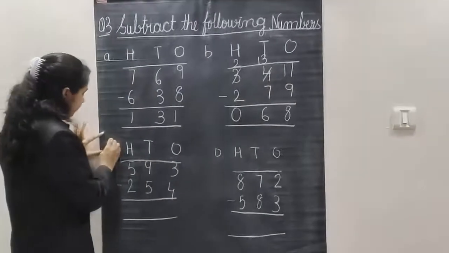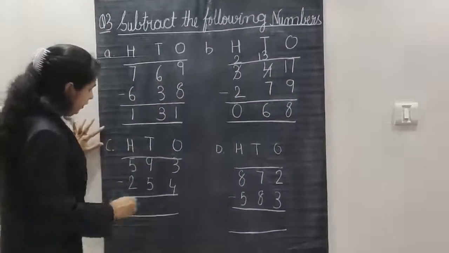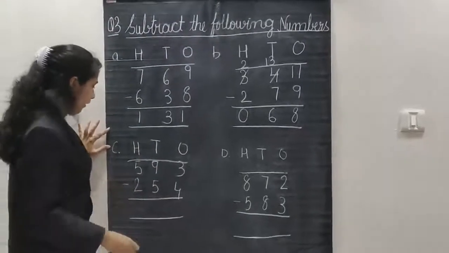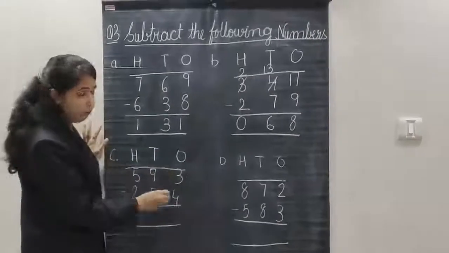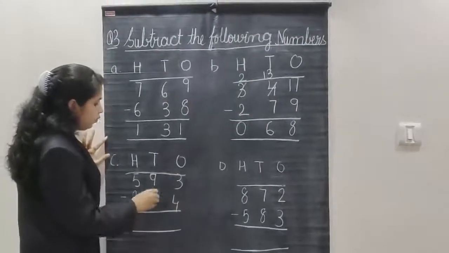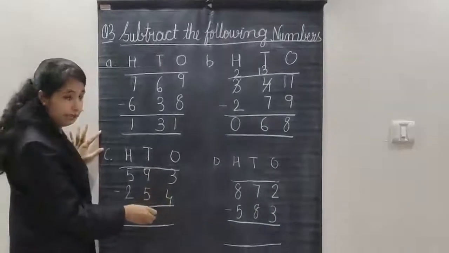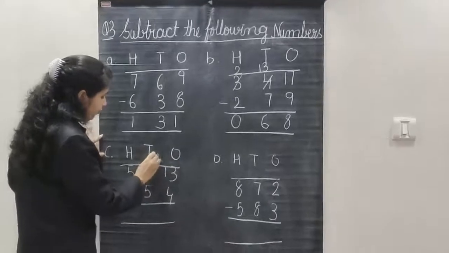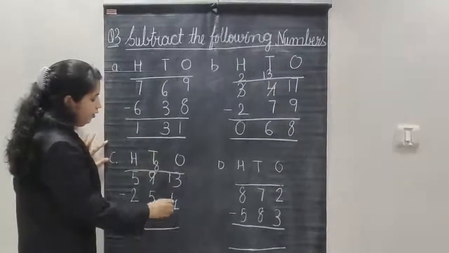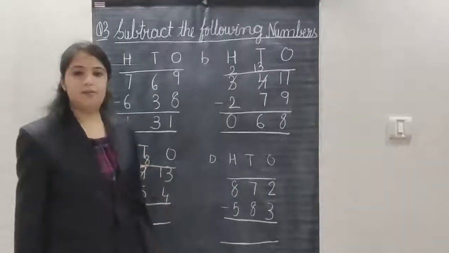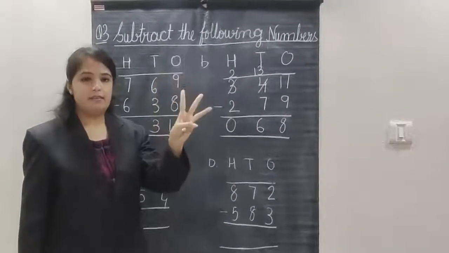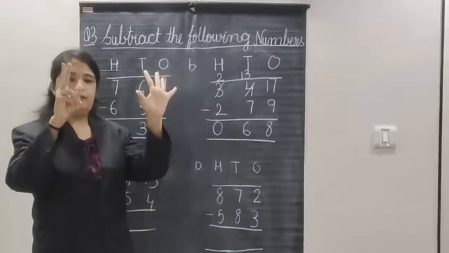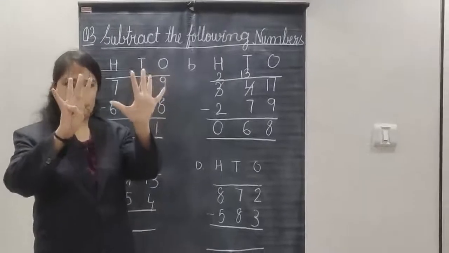Now sum number C. 593 minus 254. Okay. So first we will do the minus at the ones place. So it is not possible to do 3 minus 4. So cut 1, put 1 and minus 1. After 4 till 13. After 4, 5, 6, 7, 8, 9, 10, 11, 12 and 13. So 9 on my fingers.